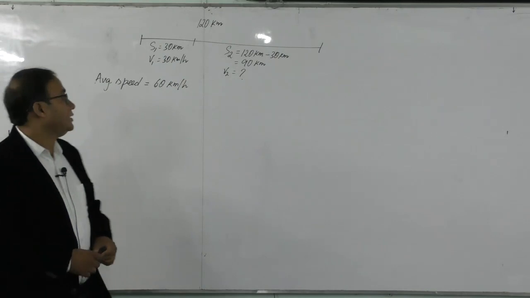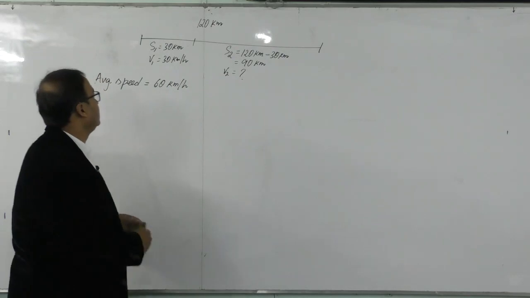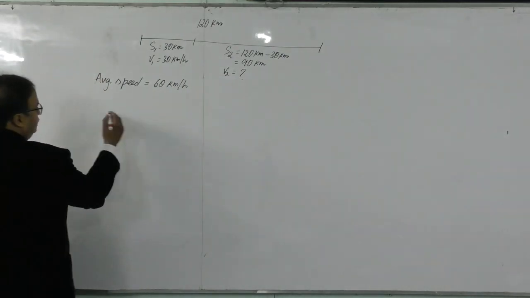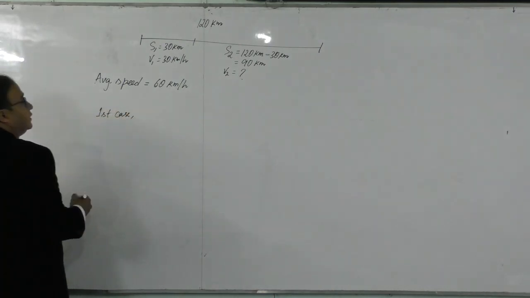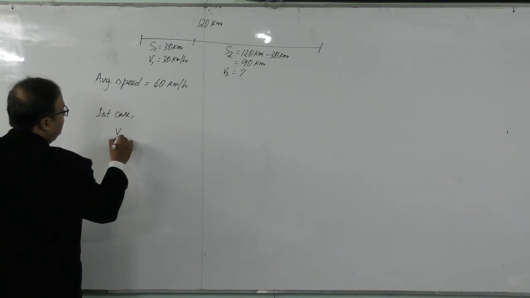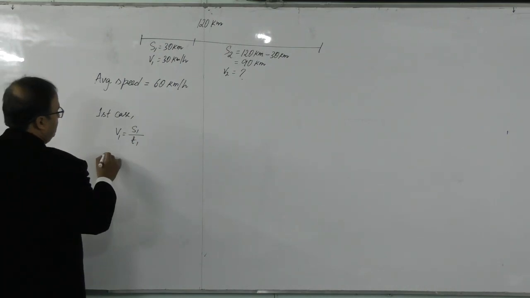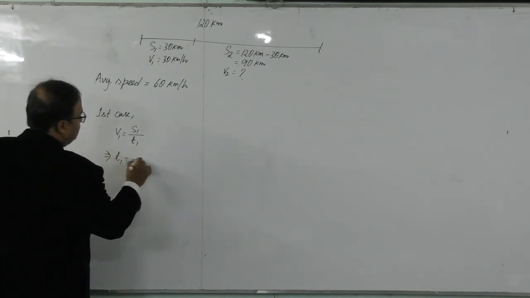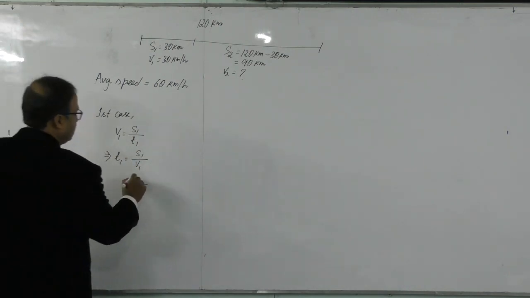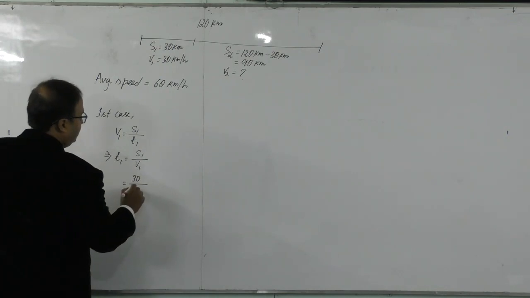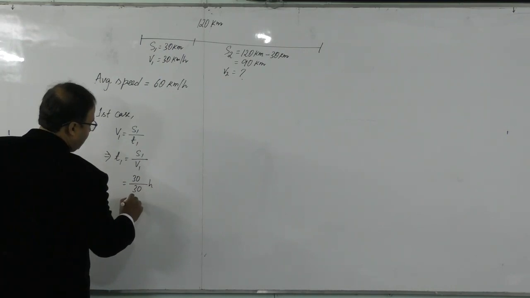Now the solution of question number 9, we have to find out V2 in the second part. We'll solve like this. In the first case, we can write V1 is equal to S1 by T1. So T1 is equal to S1 by V1. S1 is 30, V1 is also 30. So 30 by 30 hours, or we can write 1 hour.